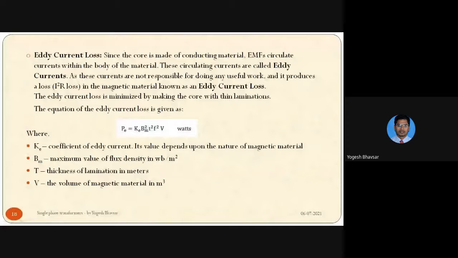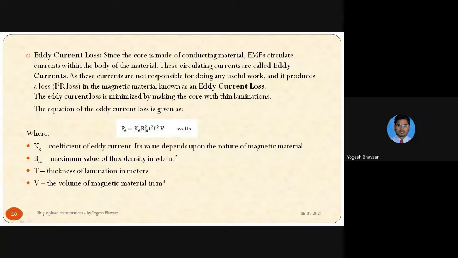Now we know that the core is made from some conducting material. What we have, silicon steel. So it is made from the steel, and we know the steel is conducting material. And we are giving supply to the winding. The winding is wound on the core. As the winding is wound on the core, we are giving supply to it. It produces a strong magnetic field which is circulating around the core.